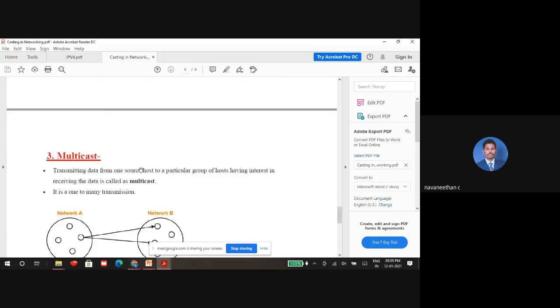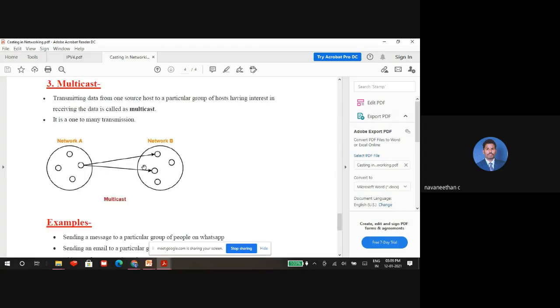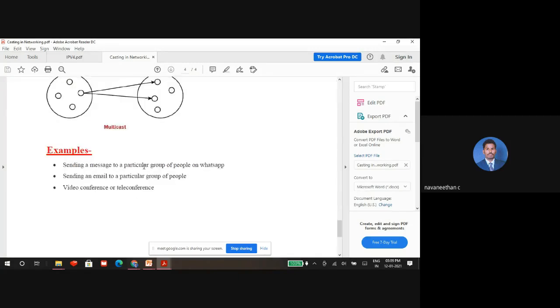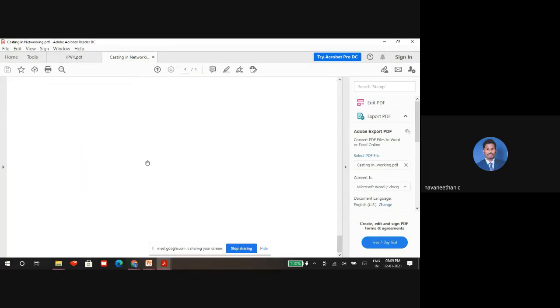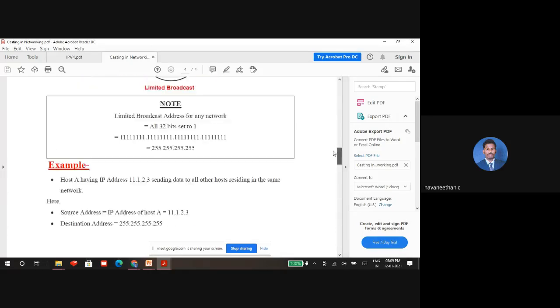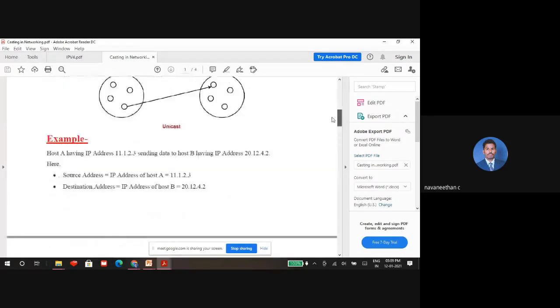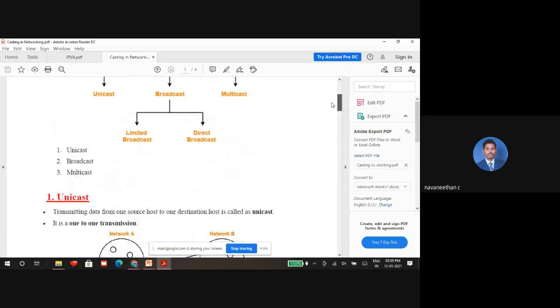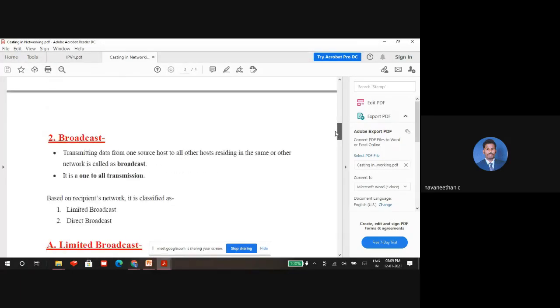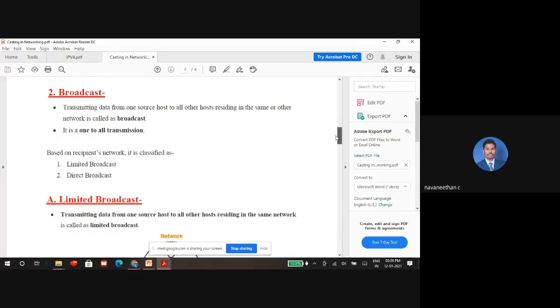Clear? That's all. And with respect to multicast, basically you might have known about multicast, one to many. I think you can just see an example for all these things. And this is with respect to casting. These 2 points I just want to highlight. So basically you might have known what is unicast, multicast, and broadcast: one to one, one to many, one to all. But with respect to broadcast, we have two things. One is limited, next one is direct.